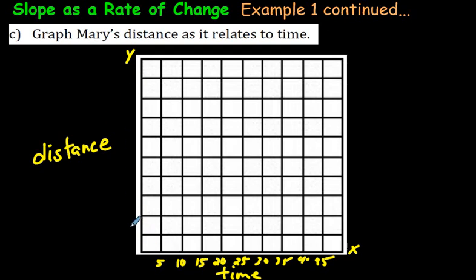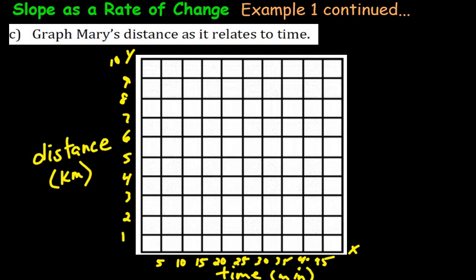Anyway, the distance here, well, let's talk about how far is she going. Well, I guess let's say 1 kilometer each time. So the distance will be in kilometers. 1, 2, 3, 4. There's the lucky 5. That's what she ran. 6, 7, 8. There's 10. And time is in minutes.